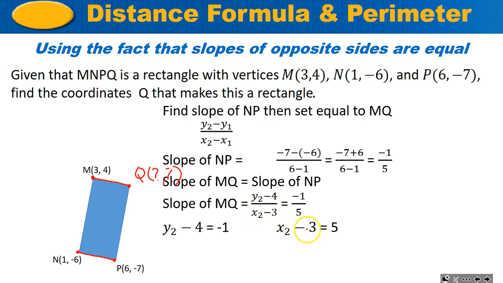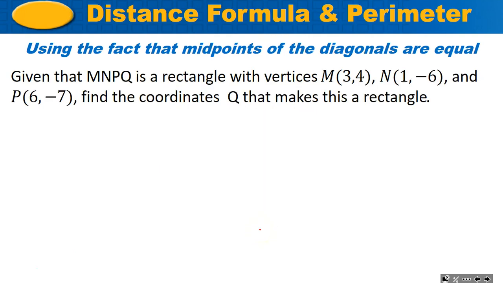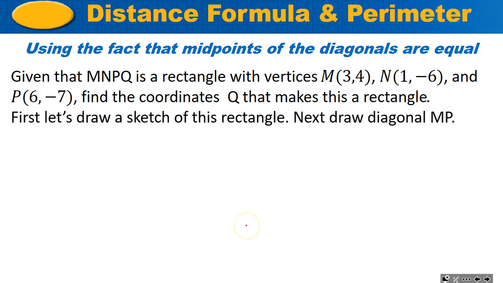So again, we will be adding 3 to both sides here. Notice when we do that, we get the same point that we got the previous way. Now there's one more way that we could do this. We could use the midpoints. Now remember that with any parallelogram the diagonals bisect each other, so they should have the same midpoints. So here's the third way.